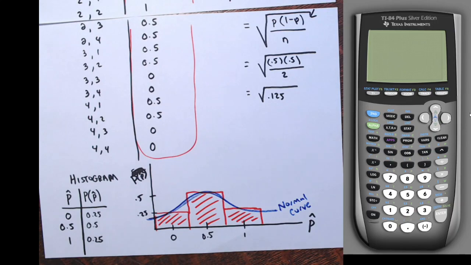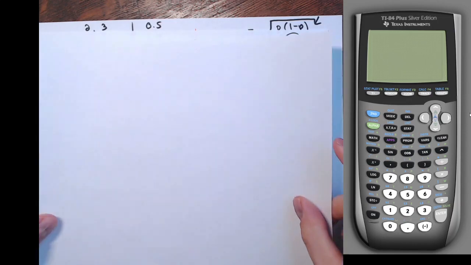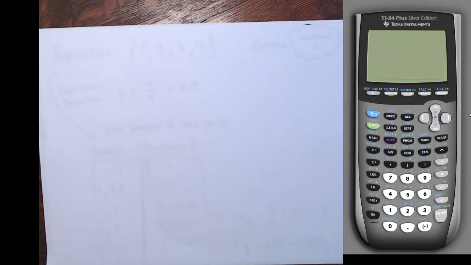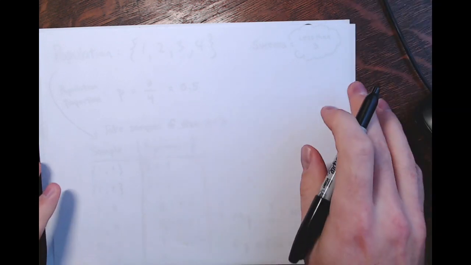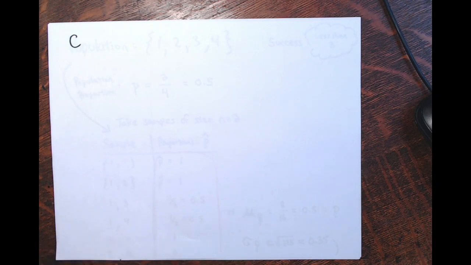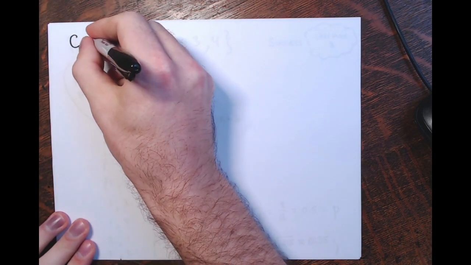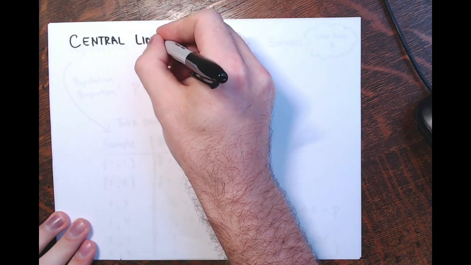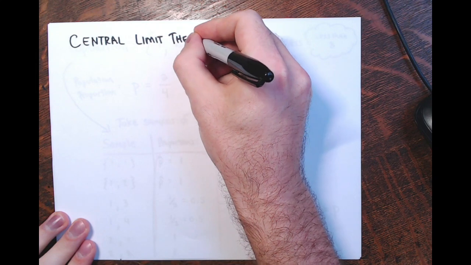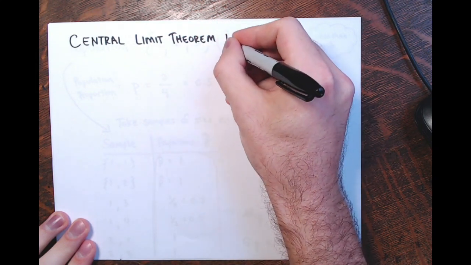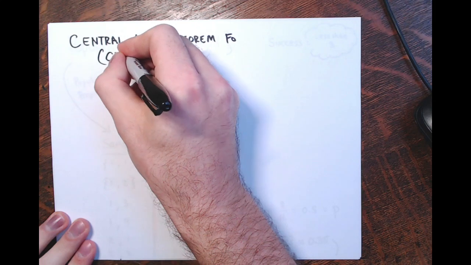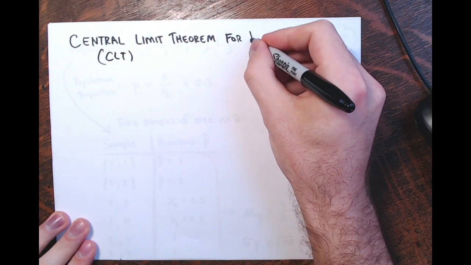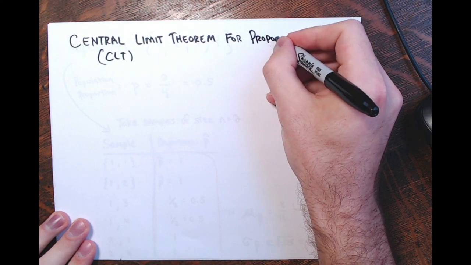Okay, but that's what the central limit theorem for proportions tells us, right? The larger n gets, the closer to normal the distribution of the sample proportions will get. All right, so here's the central limit theorem for proportions. And again, that's abbreviated CLT a lot of the times, for proportions.